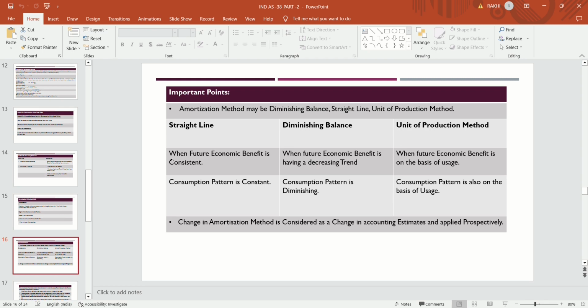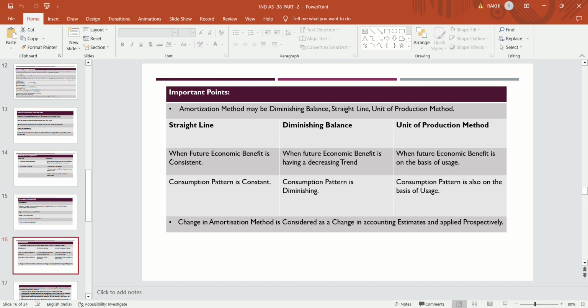Change in amortization method is considered as a change in accounting estimate and applied prospectively. Means, if there is a change in amortization method, it is treated as a change in estimate, not as a change in policy, because amortization method is a kind of estimate, and it is applied prospectively, not retrospectively. So if a company changes the amortization method from SLM to WDV, it will be considered as a change in accounting estimate and not a change in accounting policy.